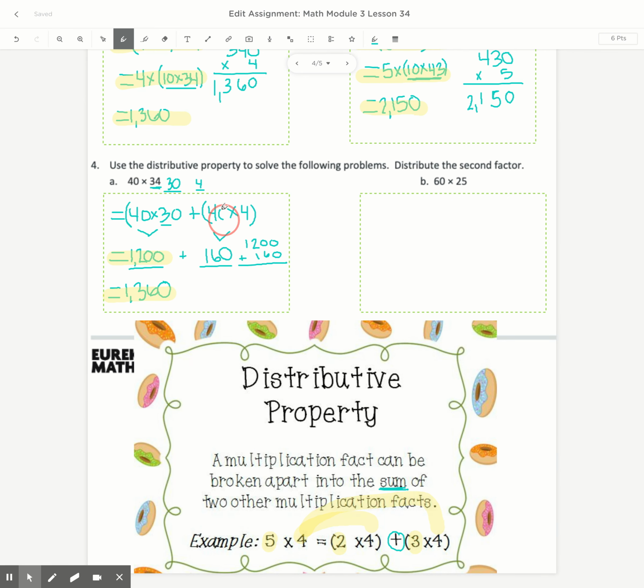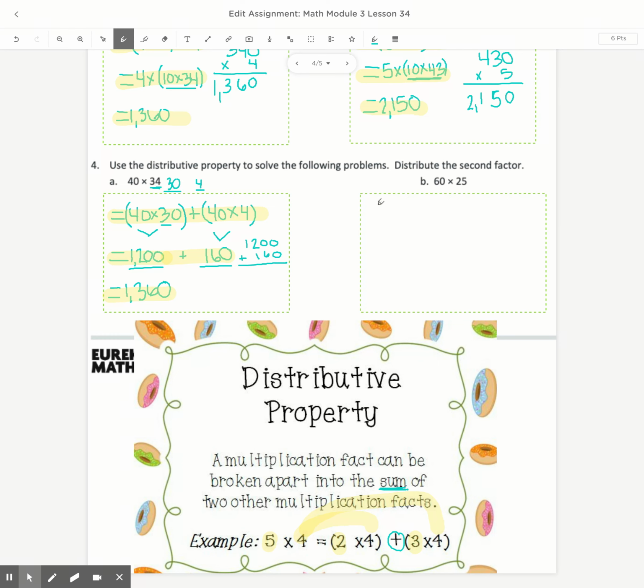And again, you guys need to show me what is highlighted. So you have to show me the breaking down of the number and it being distributed properly. And you have to show me the answers that you end up with, which should be the same answers as me, honestly.